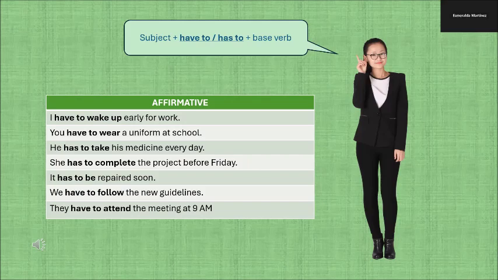Look at these examples. I have to wake up early for work. You have to wear a uniform at school. He has to take his medicine every day. She has to complete a project before Friday. It has to be repaired soon. We have to follow the new guidelines. They have to attend the meeting at 9.